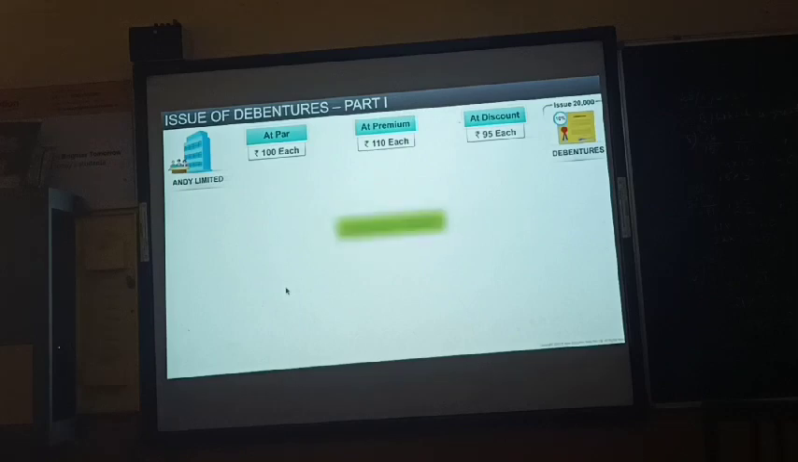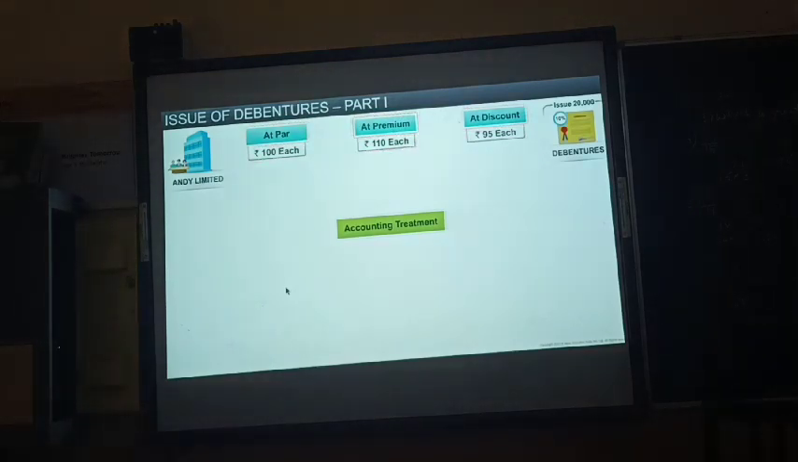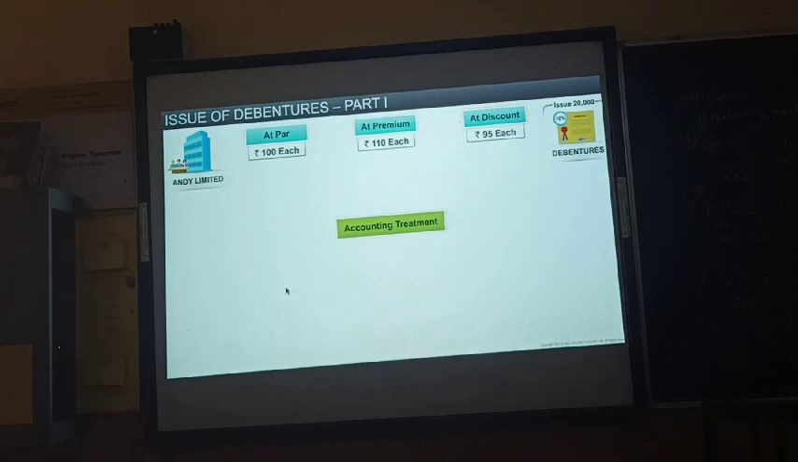So, you have seen the accounting treatment with regard to the issue of debentures under three options. They were par, premium, and discount. A company may go with any of these three options.